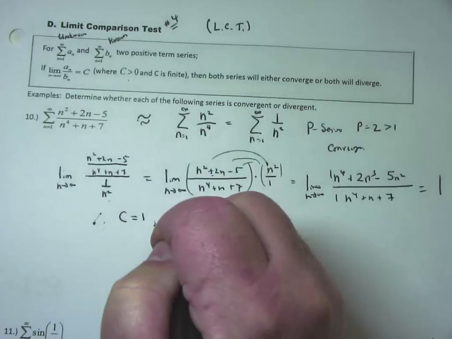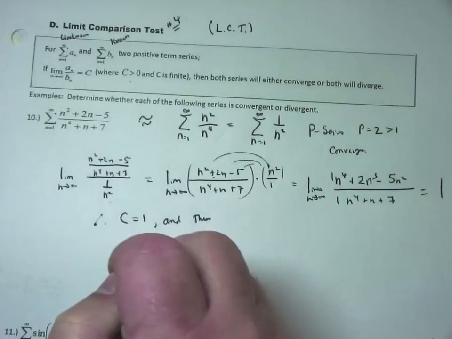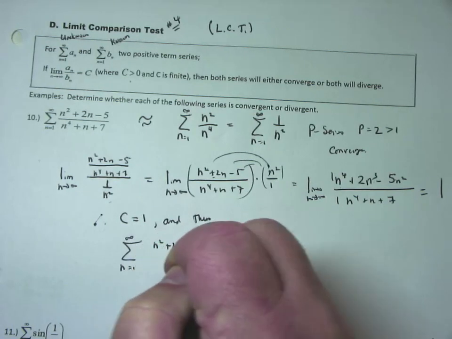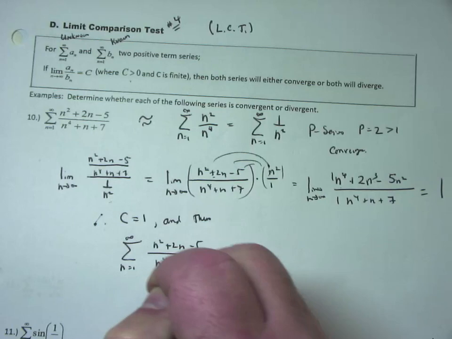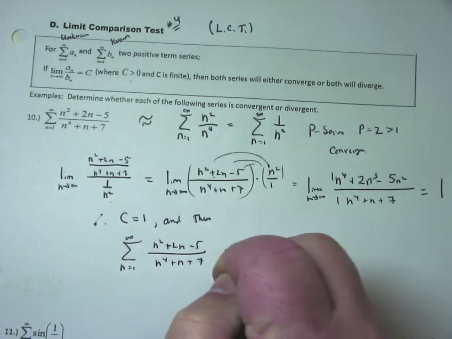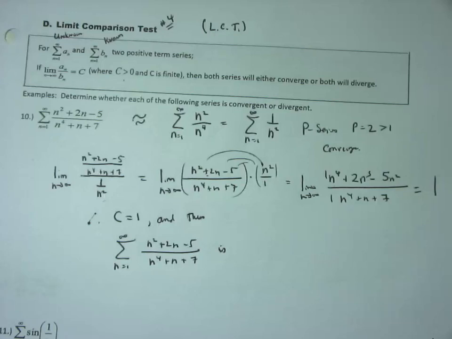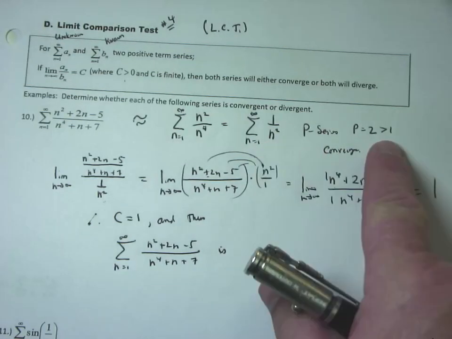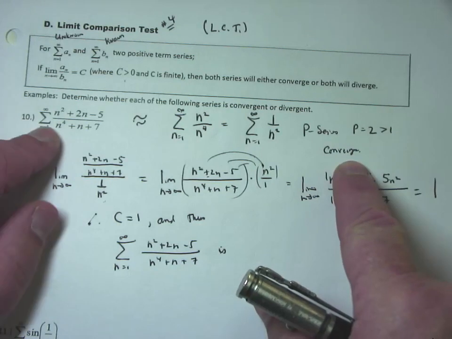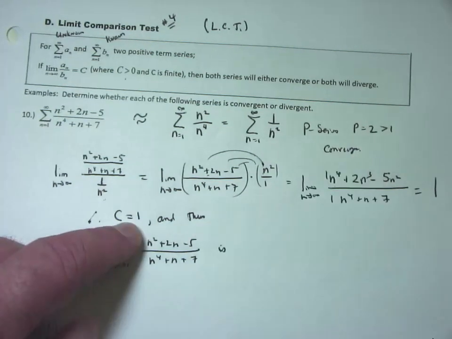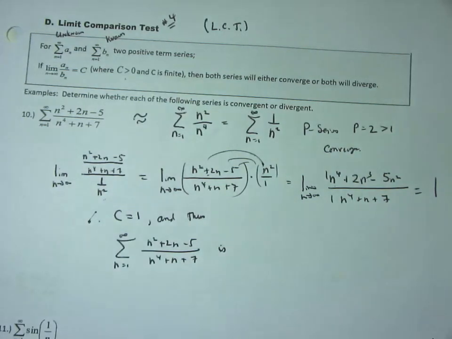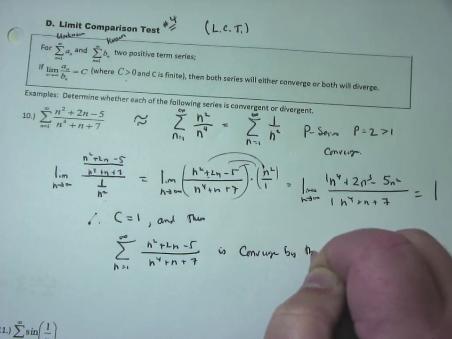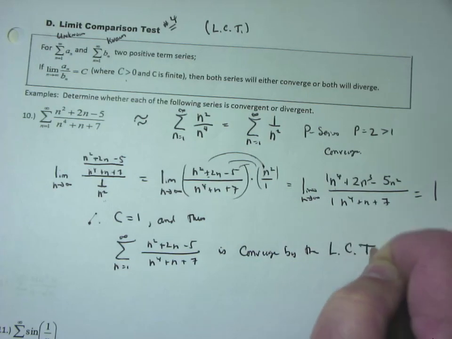And thus, the sum as n goes from 1 to infinity of n squared plus 2n minus 5 over n to the fourth plus n plus 7 is what? What did you just compare it to? We compared it to the sum of 1 over n squared, a p-series with p equals 2, which converges. And when you compare to something that converges and you can show you get a constant from the limit, what's it going to do? It's going to converge by the limit comparison test.